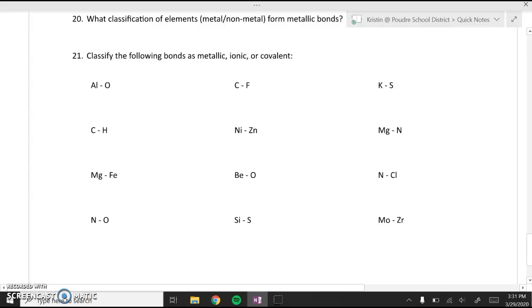So aluminum and oxygen is going to be ionic. So first you should identify them as a metal or a nonmetal, and then that'll allow you to identify what kind of bond. So carbon is a nonmetal, and so is fluorine, so that's definitely going to be covalent. Potassium is a metal, sulfur is a nonmetal, so that's ionic. Carbon and hydrogen are both nonmetals, so that's covalent.